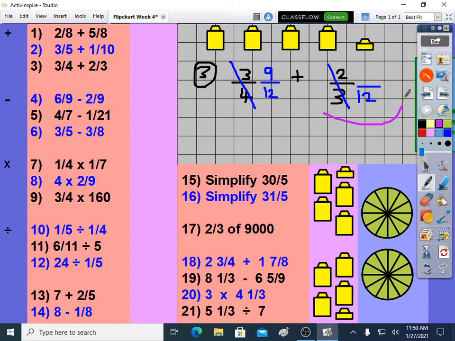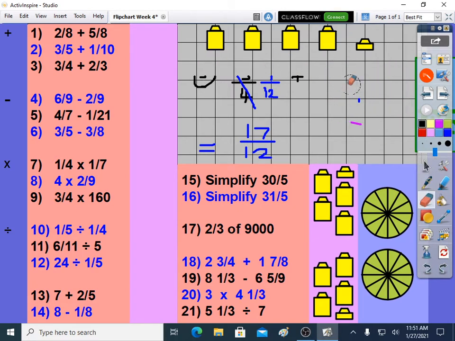Now we can focus on the other side. What do you do to 3 to get to 12? There's no point looking at the tops because one of them is missing, isn't it? So you look at the bottoms. What do you do to 3 to get to 12? 3, 6, 9, 12. You times it by 4. So now we can just times the 2 on the top by 4 as well. And we get 8/12. Now we have an easy question. 9/12 plus 8/12 equals, 9 plus 8 is 17. 17/12. Now that can be simplified.